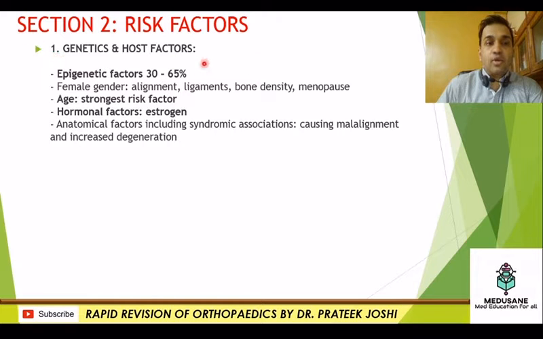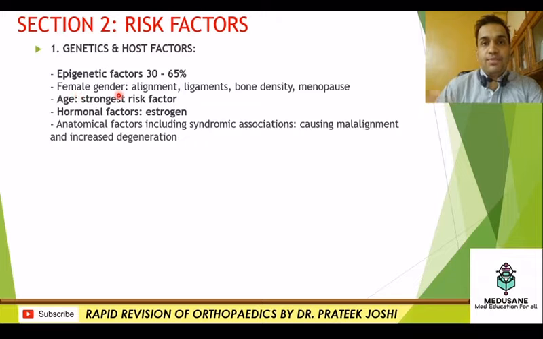First is genetics and host factors, which is one of the most important factors relating to osteoarthritis, out of which epigenetic factors are responsible for 30 to 65% of the weightage of this risk factor. So remember this percentage: epigenetic factors are about 30 to 65% of the genetic factors.